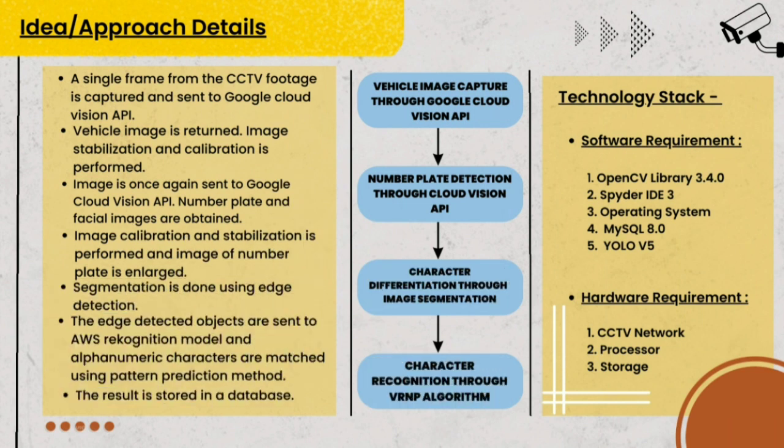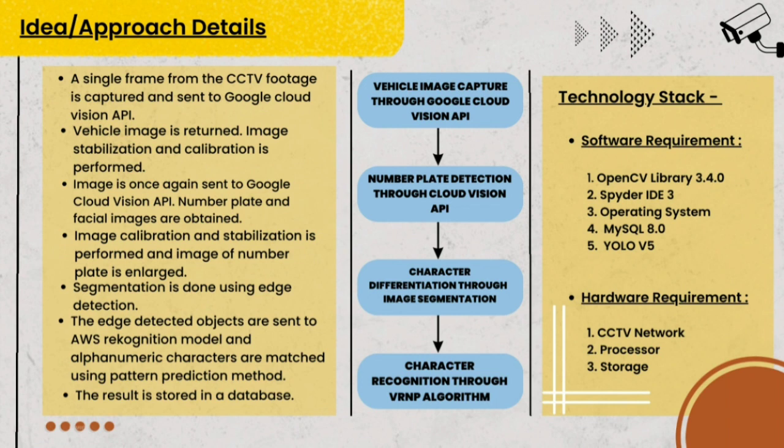Here we have briefed how we are approaching the solution. First and foremost, we need CCTV footage. A single frame from the CCTV footage is captured and sent to the Google Cloud Vision API. Before proceeding, we need to know what Google Cloud Vision API is. Basically, it allows developers to easily integrate vision detection features within applications. Using it would return the green box bounded vehicle images in the frame.